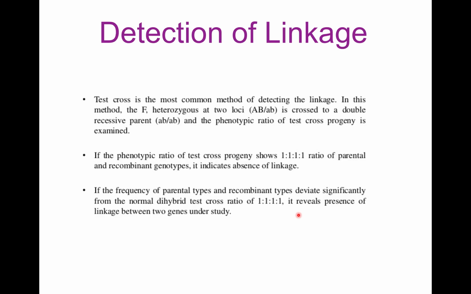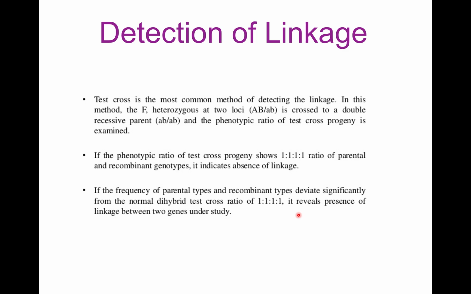So how will we detect whether there is linkage or not? The test cross is the most common method of detecting linkage. In this method, the F1 heterozygous at two loci is crossed to a double recessive parent and the phenotypic ratio of the test cross progeny is examined. If the phenotypic ratio of the test cross progeny shows a 1:1:1:1 ratio of parental and recombinant genotypes, it indicates there is no linkage, an absence of linkage.